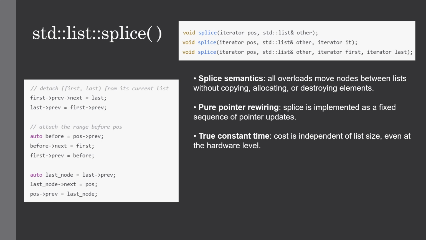Now last node is taking the last prev, and then the next of that last node is again POS, and POS prev is the last node. So we successfully detached the first last from its current list and attached that range before pos, right? That is what splice is doing in big O of one time. And this is the best use of list. If you want to use list splice, that's perfectly okay.